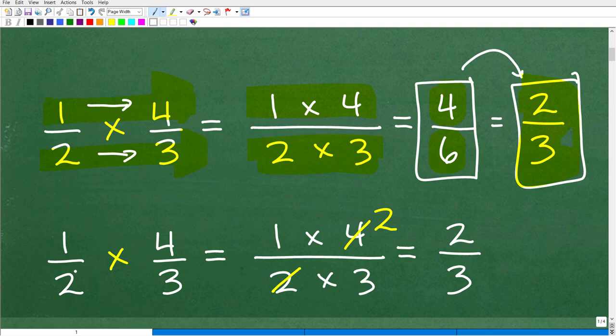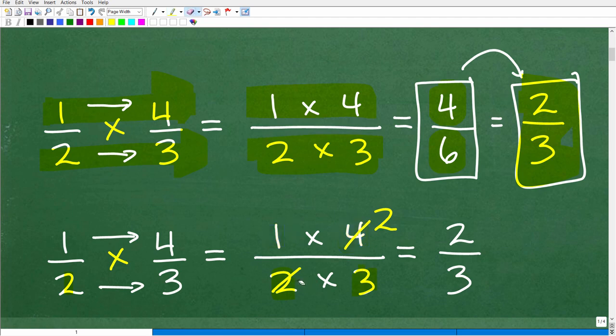So here we go. We've got 1/2 times 4/3. I already talked about how to multiply fractions: you multiply the respective numerators and denominators. So here, this is going to be 1 times 4, okay? And then our denominator will be 2 times 3.